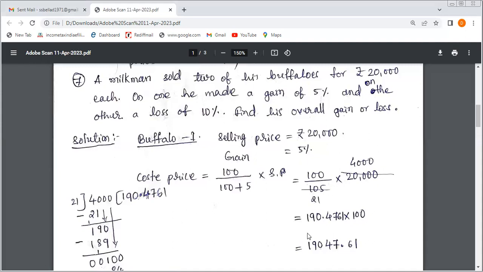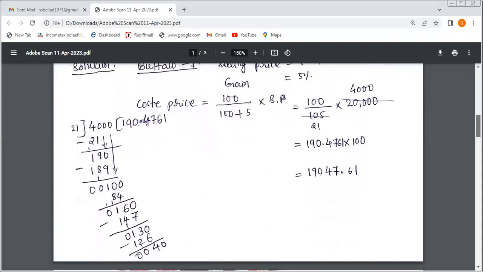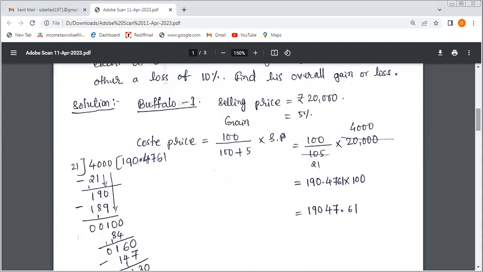So cancel whatever can be cancelled here. By making use of 5, you can cancel these two. It becomes 4,000 divided by 21. This 4,000 divided by 21 you have to do separately because a calculator is not allowed for you. So here I have shown the division of 4,000 by 21.